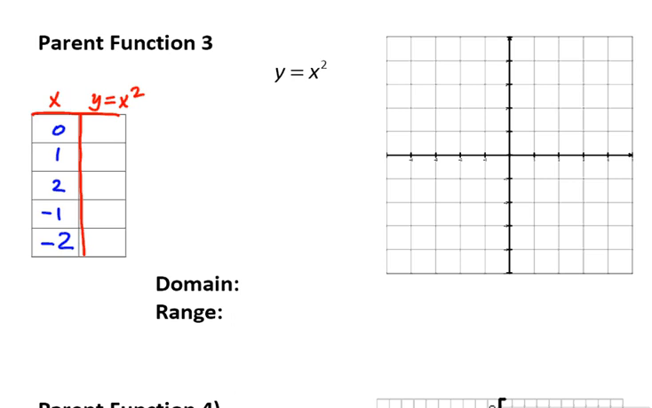I'm going to plug in to x squared, so 0 to the second power is 0. Put a 1 in for x, so 1 squared is 1. 2 squared is 4. A negative 1 squared is 1. And a negative 2 to the second power is positive 4. We're going to plot those values. So I've got 0, 0, 1, 1, 2, 4, negative 1, 1, and negative 2, 4.